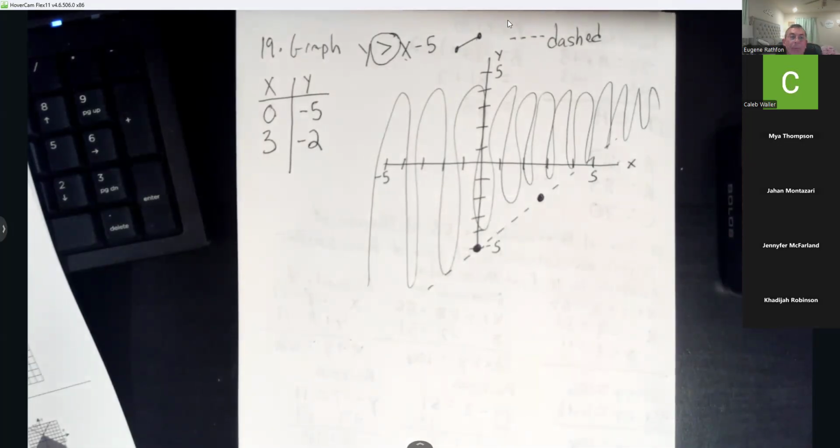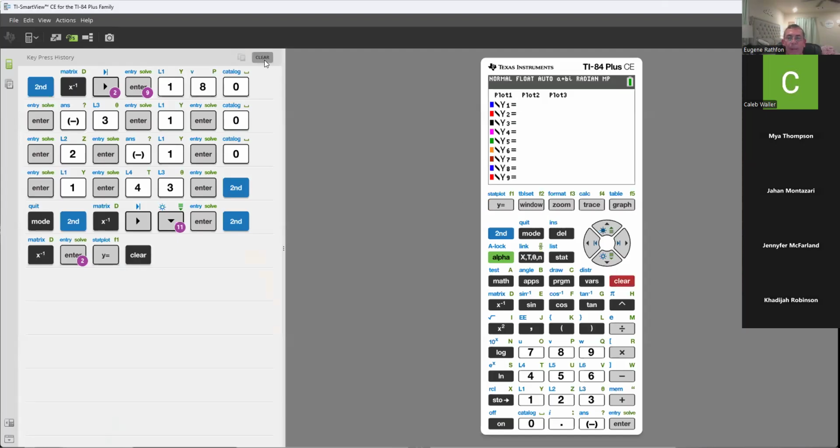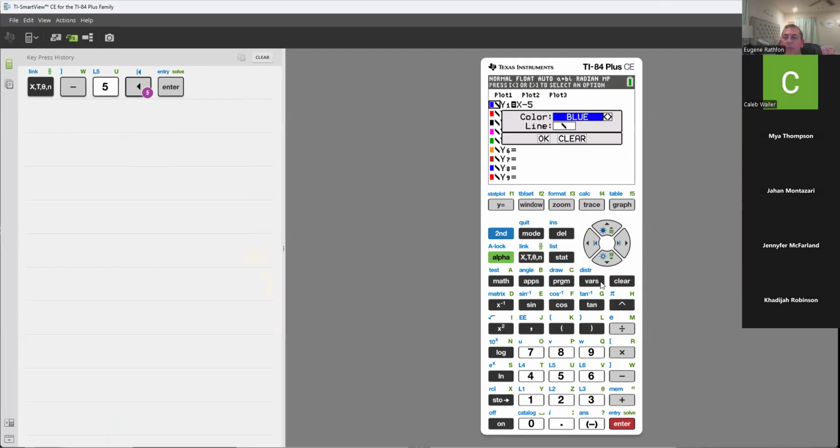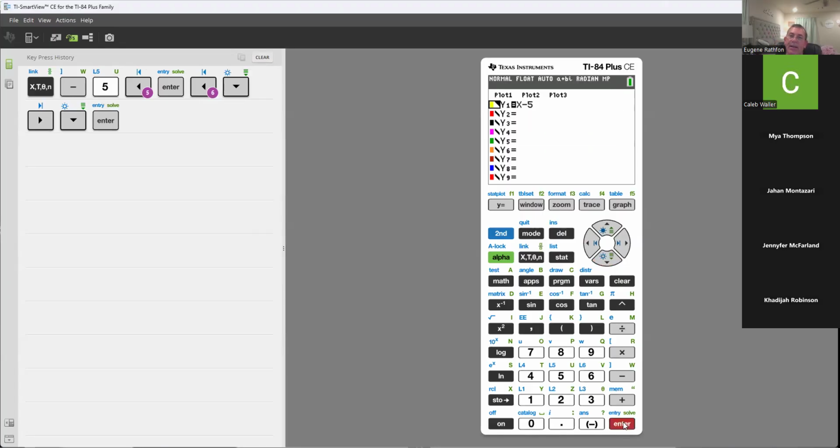Y'all remember, I showed y'all how to do that one on the calculator. So go to y equals, clear all this off. Put in x minus 5, arrow all the way left, hit enter. So I'm going to shade mine yellow like MathLab. And then I'm shading above, so I'm going to arrow that till you got the triangle bigger on top. Then hit OK. Only thing the calculator won't do is a dashed line. You got to remember in MathLab to put that dashed line if you got it, okay?